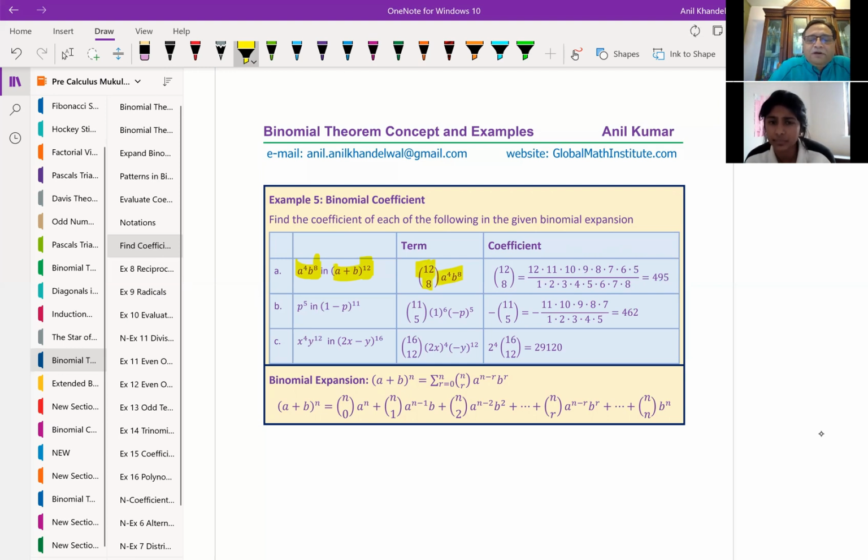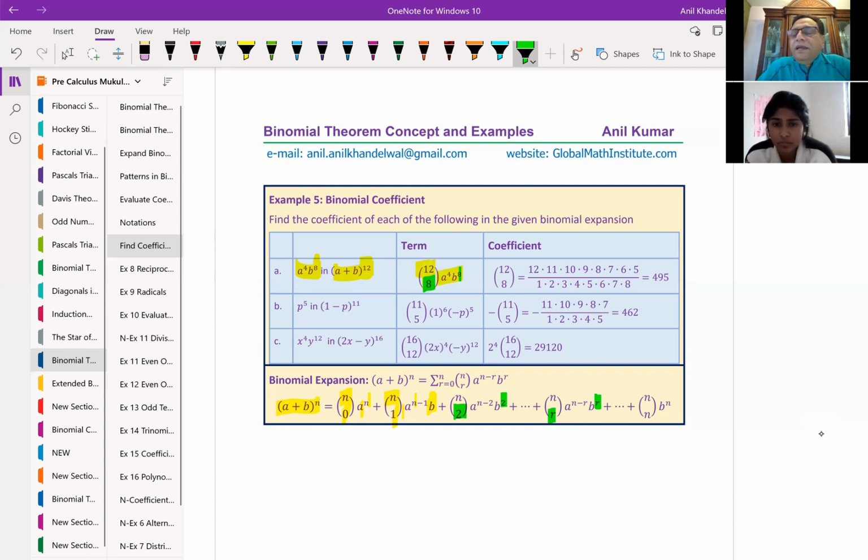Okay, because see, when you expand (a + b) to the power of n, you get nC0 a to the power of n, so b is to the power of 0, right? Then nC1 a to the power of n minus 1, b to the power of 1. So you can now match the r value with the power of b: nCr b to the power of r, correct? So that is the link. Therefore, we could see 12 is n and the power of b is 8. And now you know how to calculate 12C8.